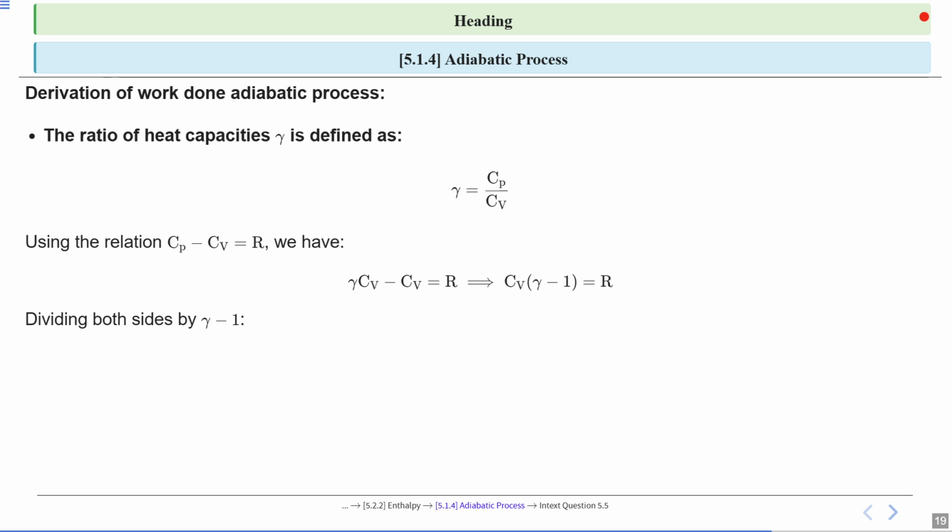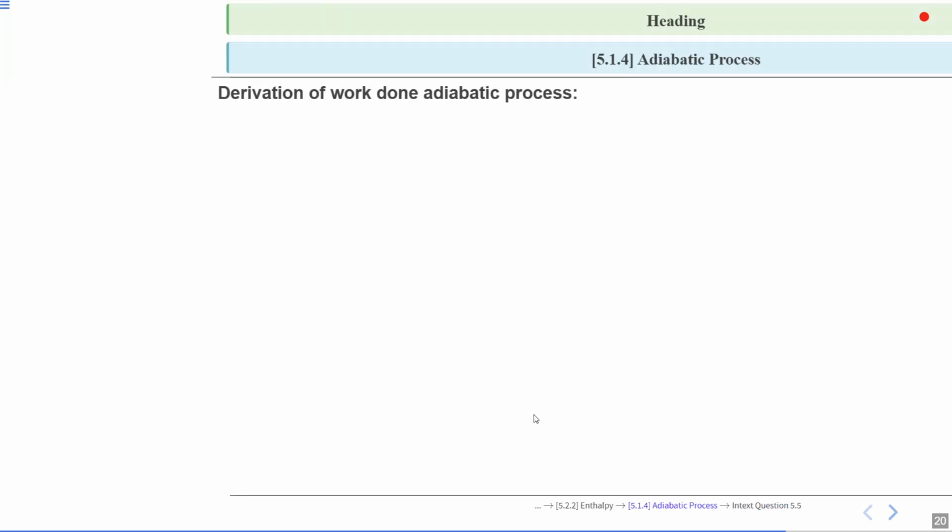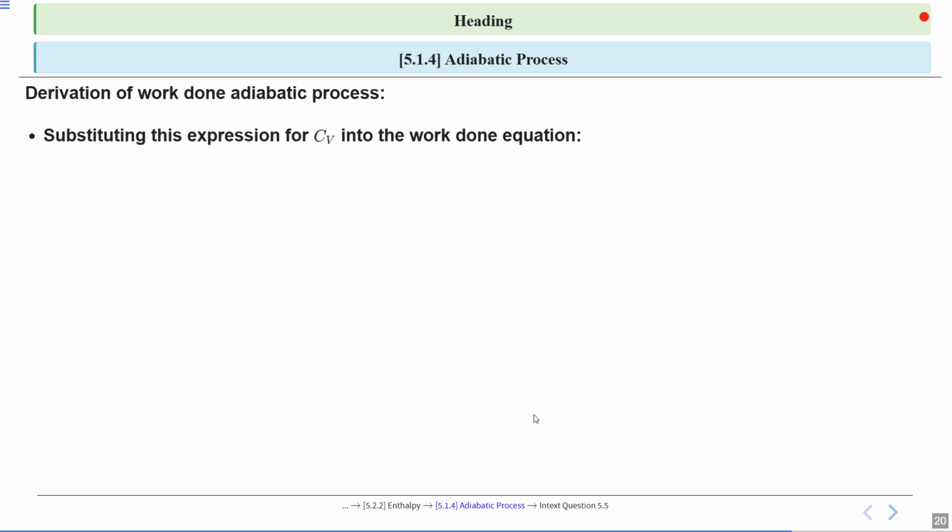Further, if you divide both sides by gamma minus 1, you will get Cv is equal to R by gamma minus 1. What have I done here? I have replaced this Cp using this equation. According to this equation, Cp can be written as R plus Cv. So I have simply replaced Cp with R plus Cv and then rearranged it to get this equation. Now we got the value of Cv.